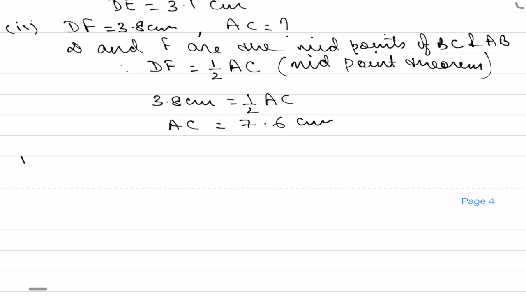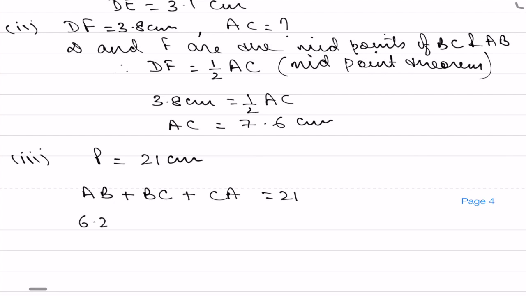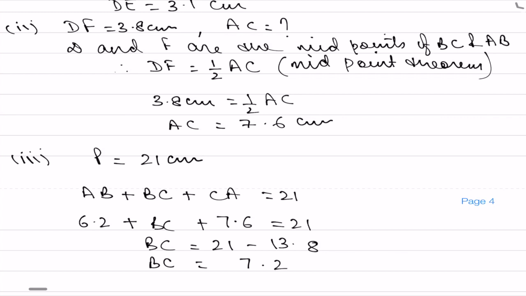Now we will see the last part. Last part of the question is the perimeter is given. Perimeter of the triangle is 21 centimeter. And as we know that perimeter means sum of all the sides. So AB plus BC plus CA is equal to 21 centimeter. Now we can see AB is given 6.2, AC we have calculated 7.6. So BC value is 21 minus 13.8. So BC is 7.2 centimeter.